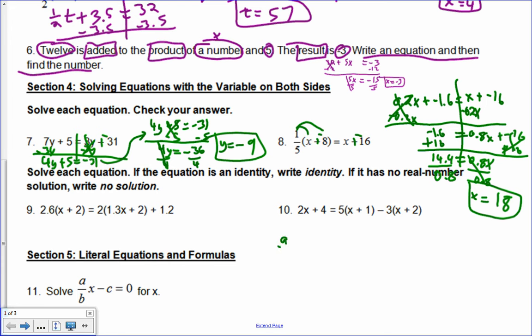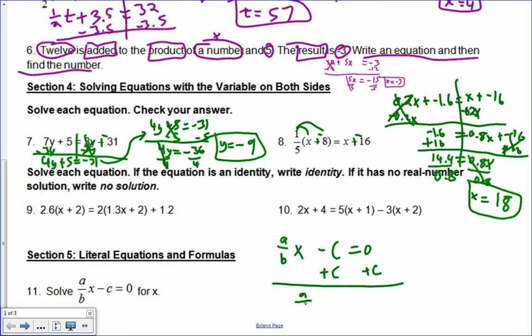So we have a over b times x minus c equals 0. Now the a, b, and c, you can picture them as being numbers. So you're going to do the same operations as if they were numbers because we're trying to solve for x. So if there's just minus c over here, we're going to get rid of that part first because it's not directly attached to the x. So we undo that subtraction by addition. Add c to both sides.